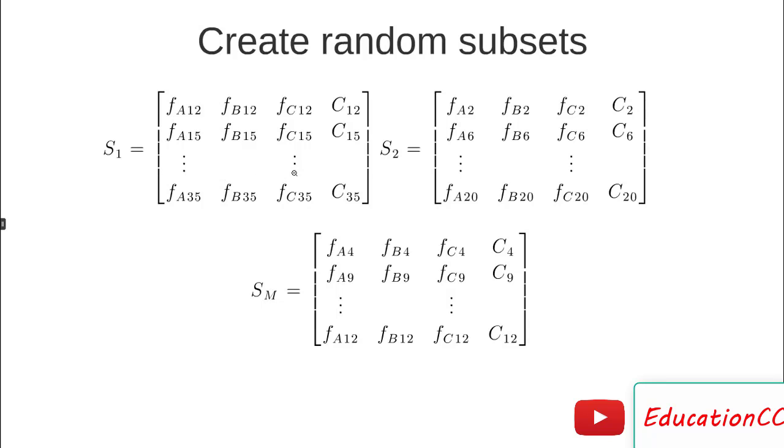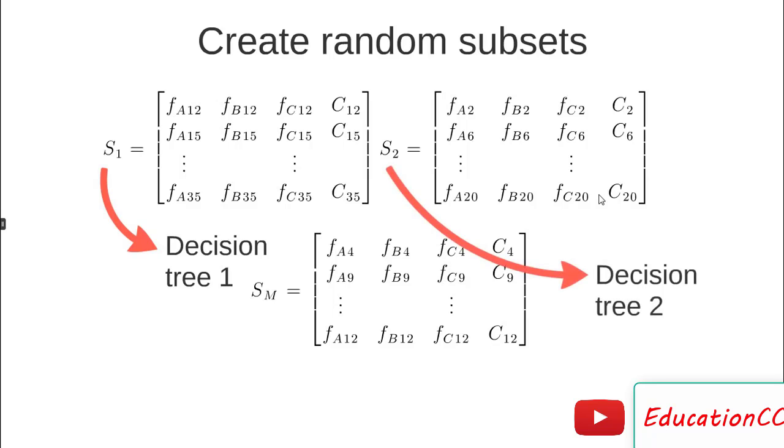So we get a subset of that previously shown sample set, and from this we create decision tree number 1. Then we make another random subset with different values. You can see that we have sample number 2, sample number 6 and sample number 20 and many others. With these values we can create decision tree number 2, and from the M-th subset we can create decision tree number M. So this is why we call it a forest, because we have lots of decision trees.